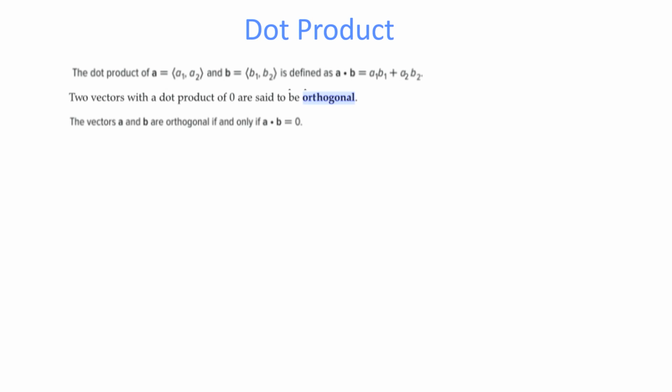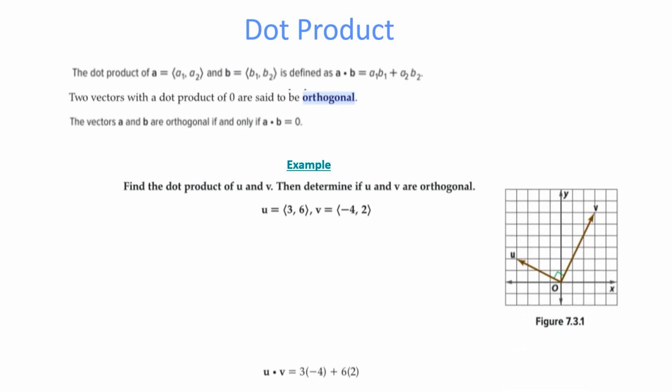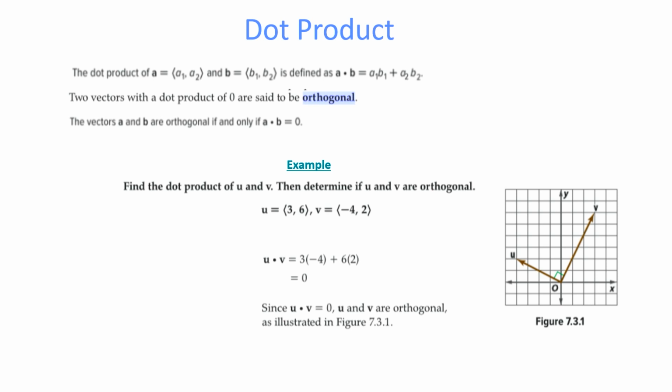An example here, we are asked to find the dot product of U and V, then determine if U and V are orthogonal. U and V are 3, 6 and minus 4, 2 respectively. So what we do is 3 times minus 4 plus 6 times 2. We get equals 0. So these two vectors are orthogonal, as shown in the diagram on the right.